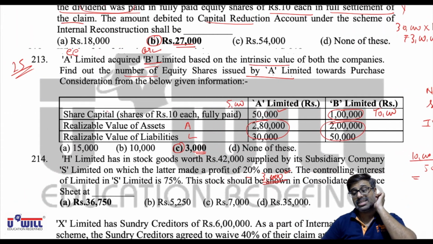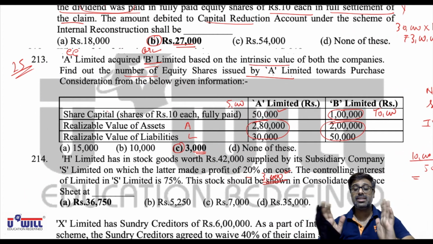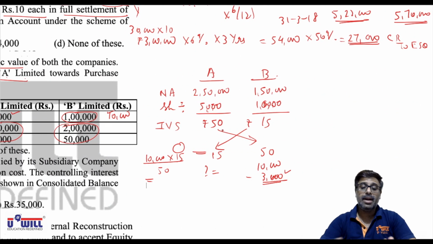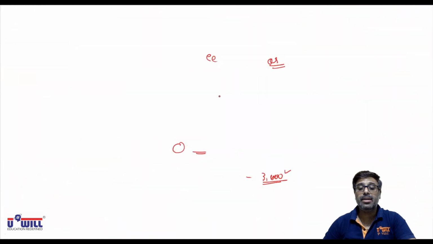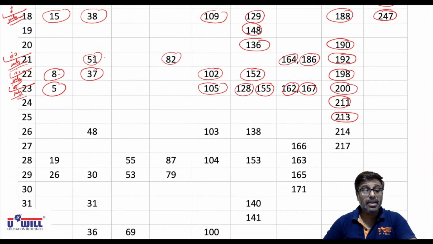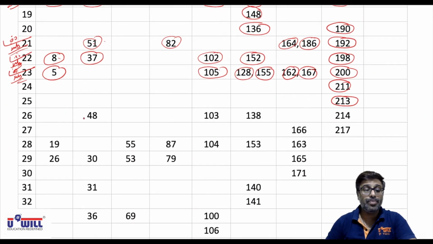So what you have to do is just reverse. Just reverse after finding the intrinsic value of shares, and then whatever is the number of shares of the transferor company, you put the number of shares of that, and you always find the number of shares to be given in the transferee company. So this is how you have to solve it. Now similar to this question, 213, there are no other questions. So 26 is important that I am taking up now.